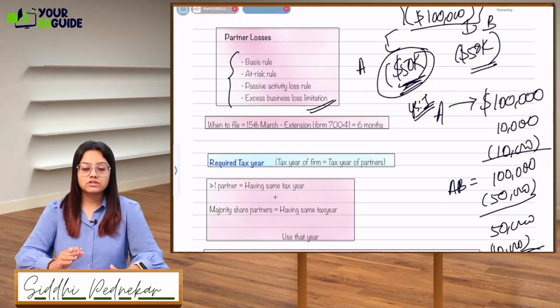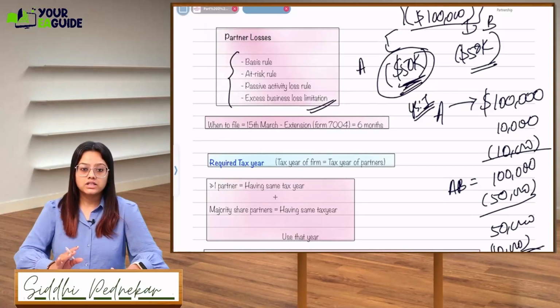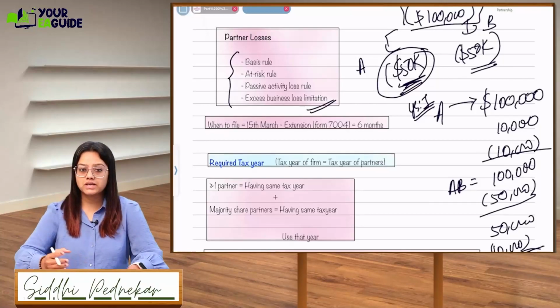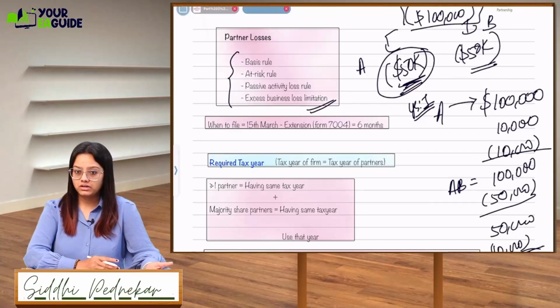Now when to file: as we have seen, the partnership filing date is 15th March and the extension is again 6 months. The extension time period is the same as in the case of the 1040 returns.